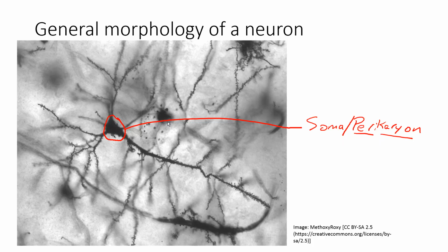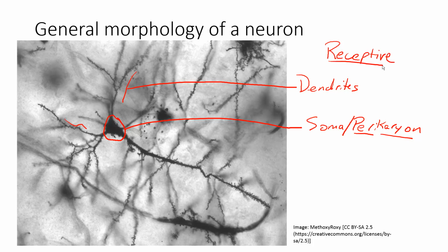And then coming into the perikaryon are one or more branched processes. So this thing right here, this thing right here, and these are called dendrites, which means little branches. And the dendrites and the soma together make up what we call the receptive portion of the cell, meaning this is the part of the cell where electrochemical signals are coming in. So the dendrites and the soma are where signals are coming into the cell.